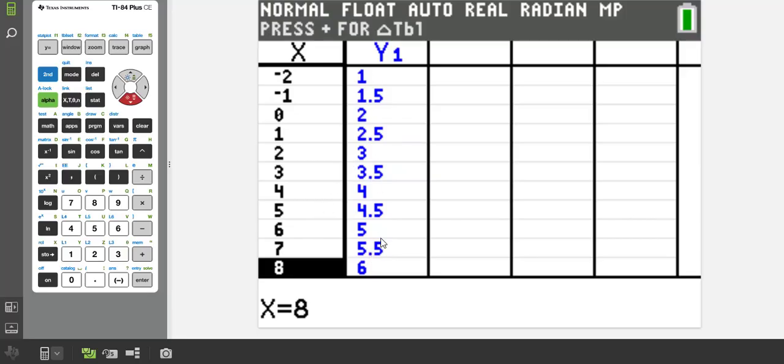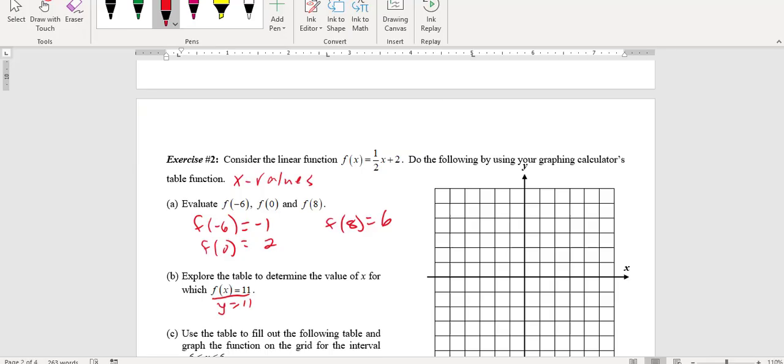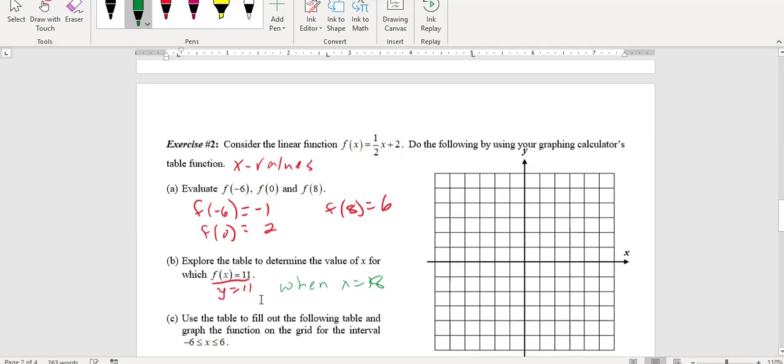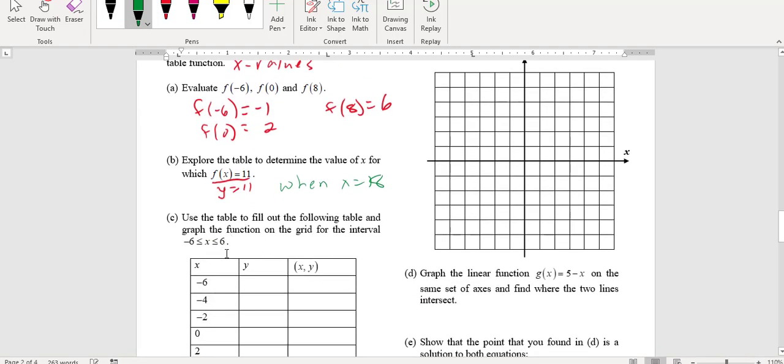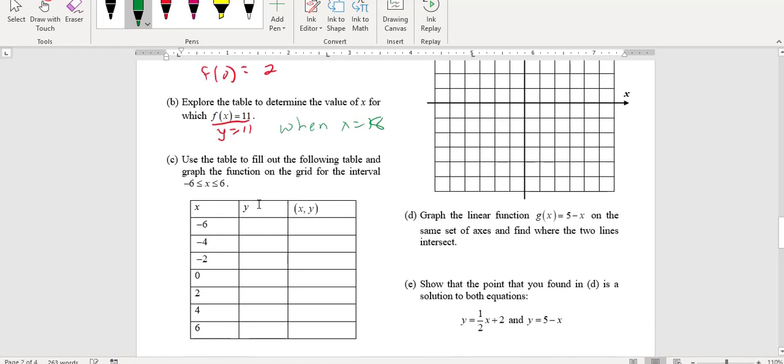So notice that the y values are increasing, so I'll keep going down. Y is 11 when x is 18. So y is 11 when x equals 18. Okay? So you should be able to use your calculator to complete all this. I shouldn't need to go over that with you.